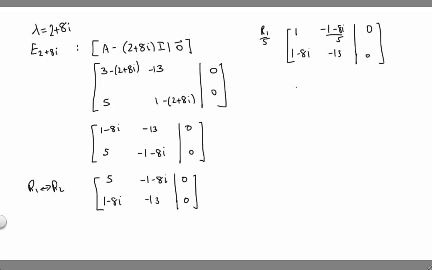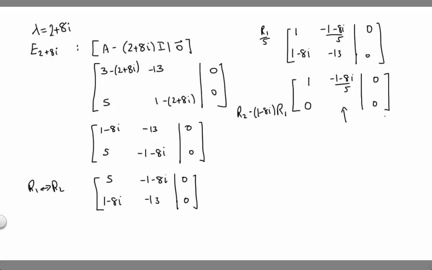Okay, and then last step, to get this into our REF, we have to take row 2, and we need to subtract off 1 minus 8i times our new row 1. So let me recopy the top row here. Okay, so row 2 minus 1 minus 8i times row 1, that's going to give us a 0. And then we're going to focus in on this entry here. So I'm going to show you a fast way and a slow way of doing this.